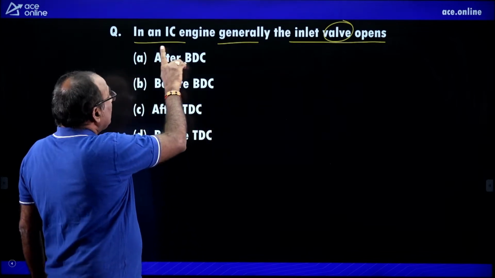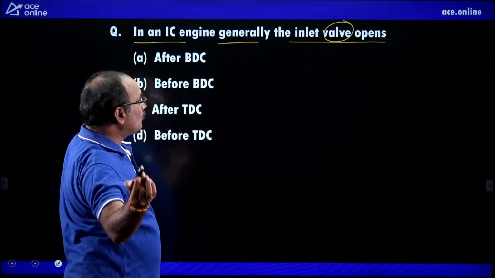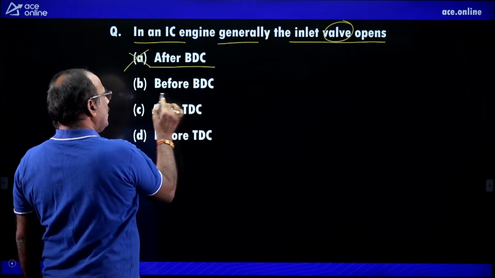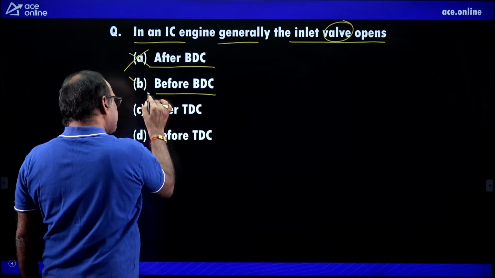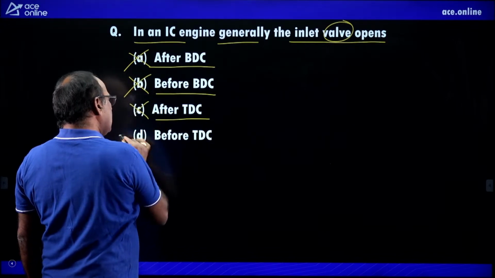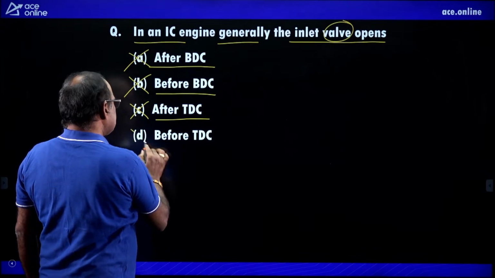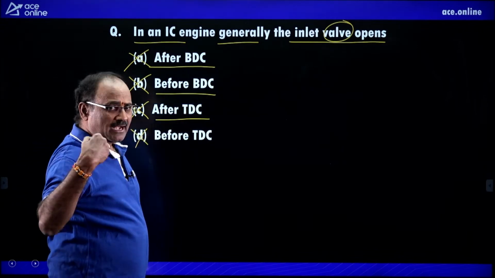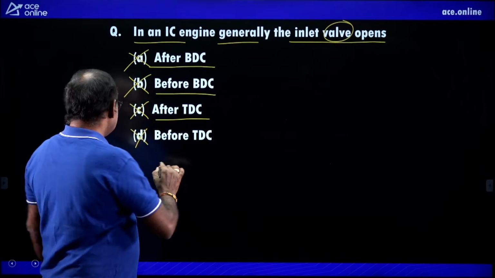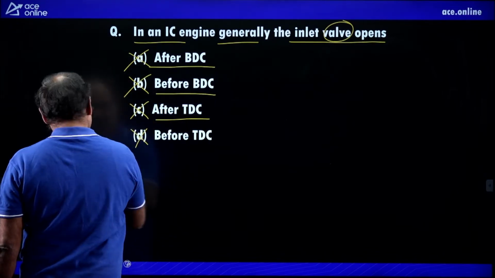But it is asking, in an IC engine, generally the inlet valve opens: option A, after BDC, absolutely wrong. Before BDC, absolutely wrong. After TDC, absolutely wrong. Before TDC, yes. The inlet valve is practically made to open before the piston reaches top dead center, right? So anyhow, option D. You should be very careful.